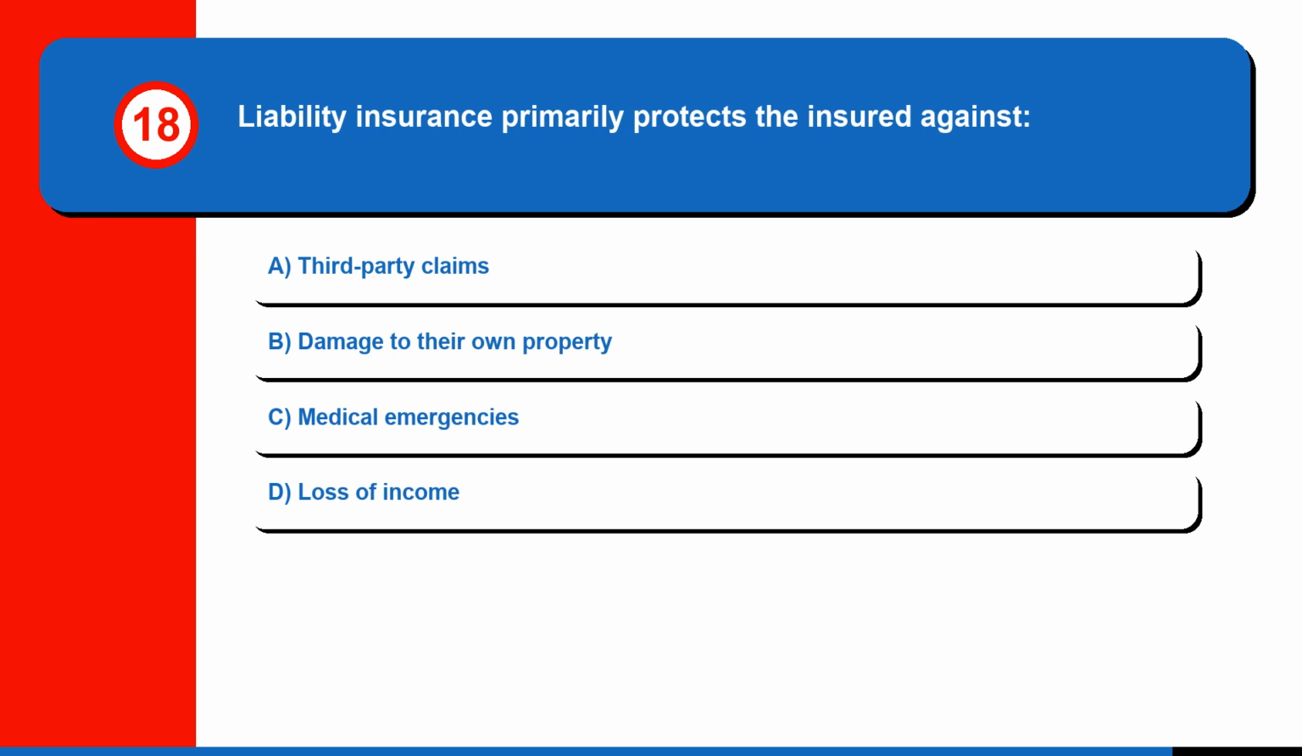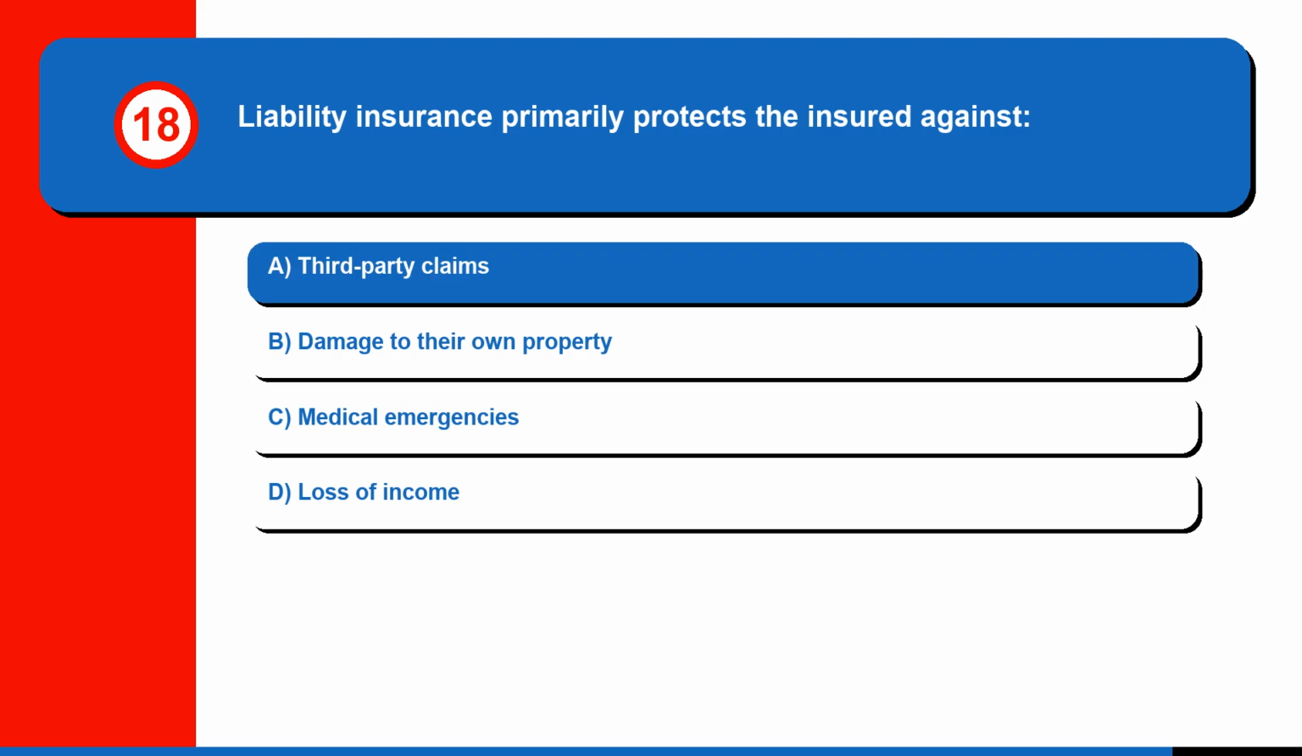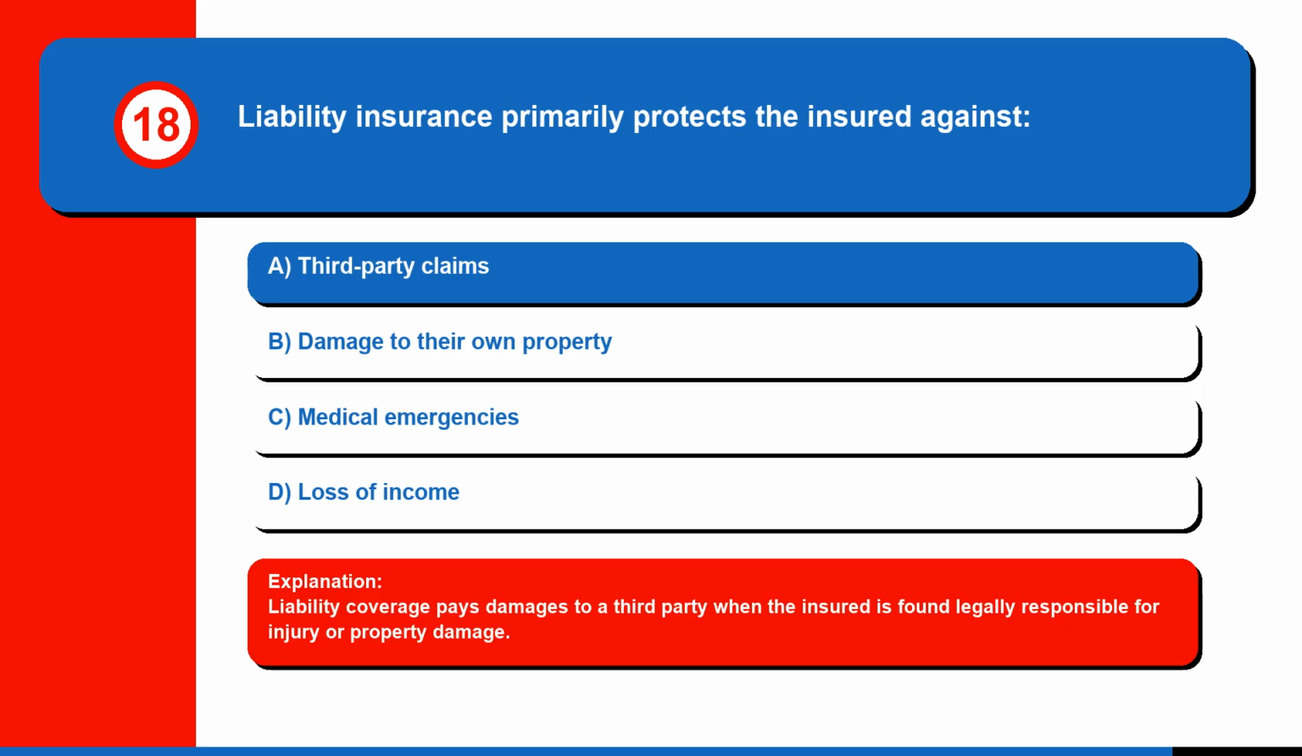Question 18. Liability insurance primarily protects the insured against A. third-party claims, B. damage to their own property, C. medical emergencies, or D. loss of income. The correct answer is A. Third-party claims. Liability coverage pays damages to a third party when the insured is found legally responsible for injury or property damage.